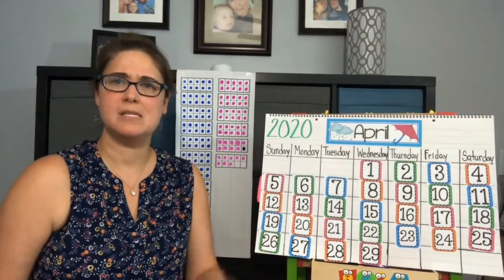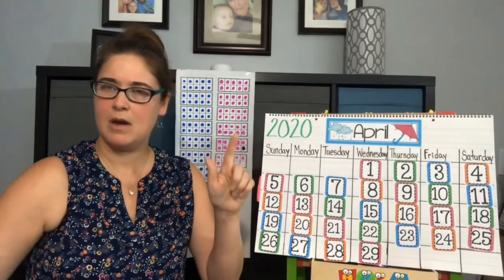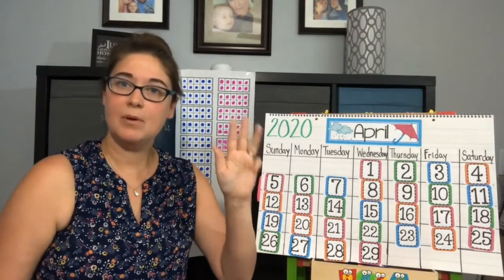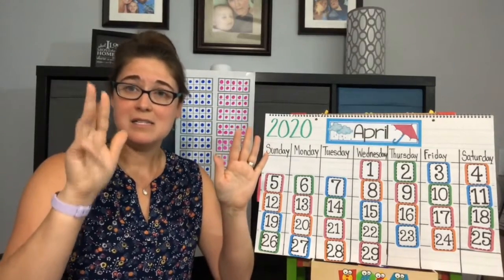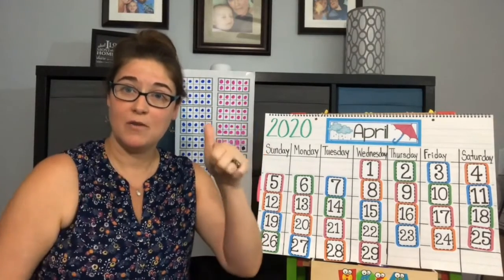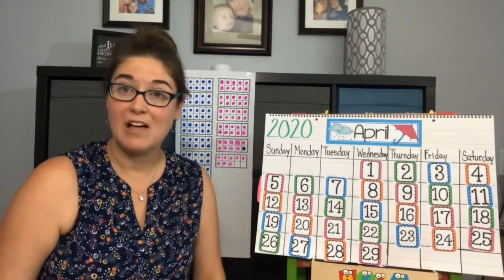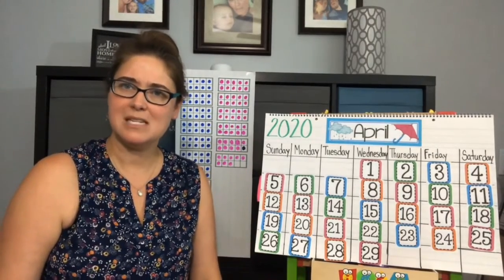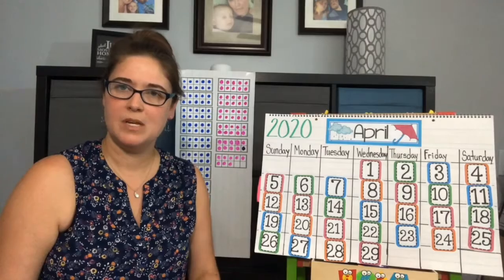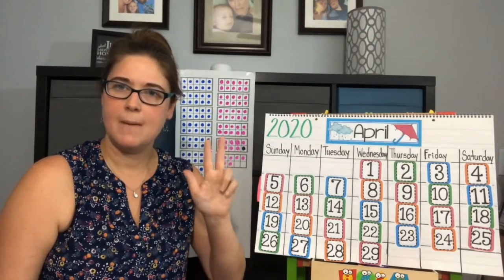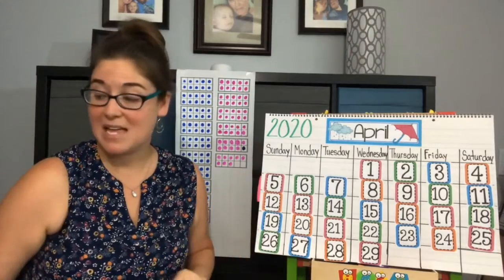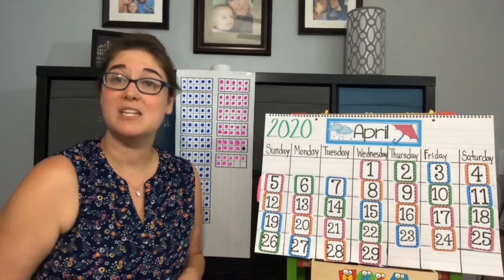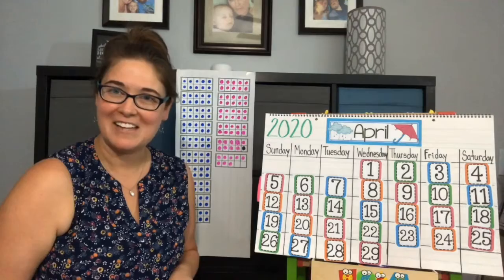Let's go through our months. January, February, March, April, May, June, July, August, September, October, November, December. 12 months. And what month is it that comes after April? January, February, March, April, May. May is going to be our new month that will be in tomorrow when we do our calendar.